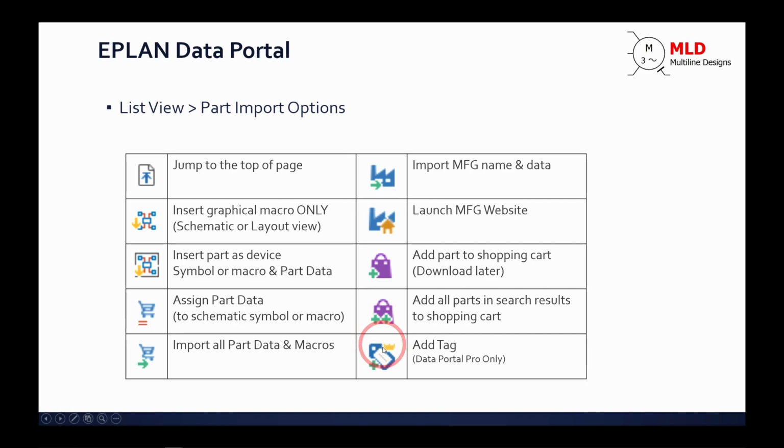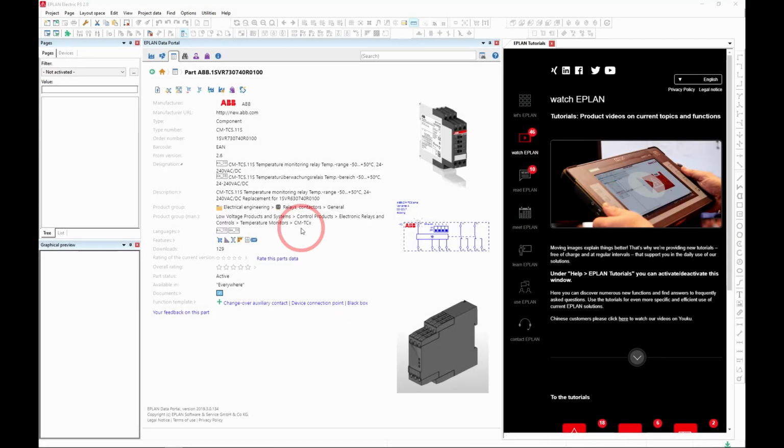And at the bottom, we have a couple of icons for extended functionality for Data Portal Professional users. Data Portal Professional is an add-on license for the Data Portal. Okay, returning to EPLAN, let's go to the next tab. All right, and that would be the Search tab.